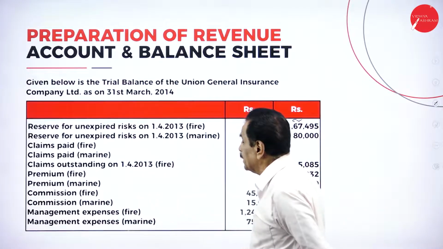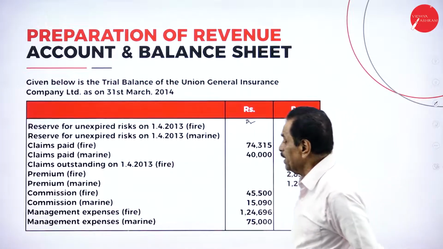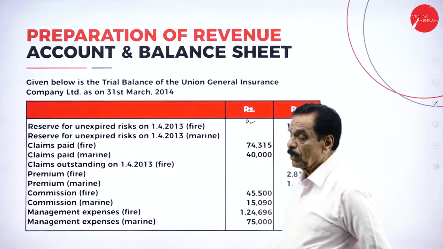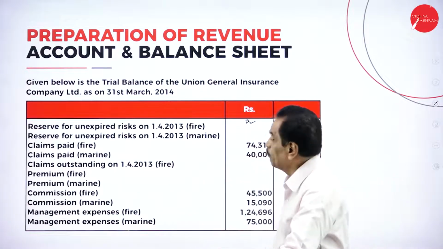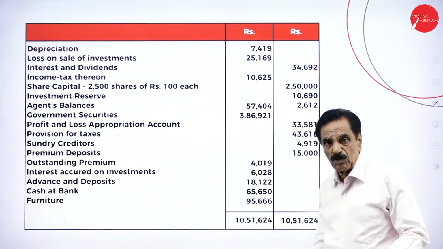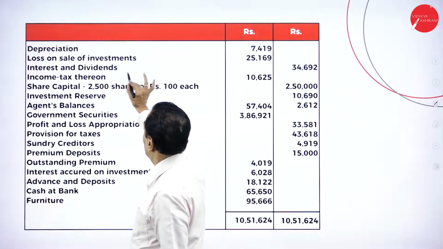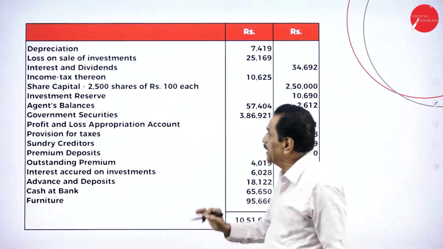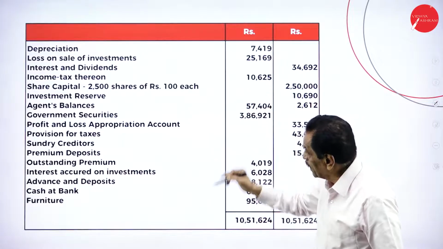Premium, schedule number 1. One is marine, one is fire. Commission, schedule number 3. Management expense, schedule number 4. Operating expenses in case of fire, in case of marine. Then depreciation has no schedule. It should come in the profit and loss account as a deduction. Loss on sale of investment should be deducted. Interest and dividend should be added. Income tax thereon should be deducted.